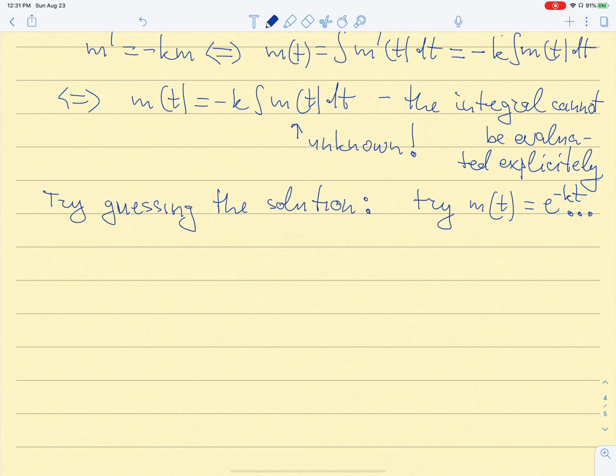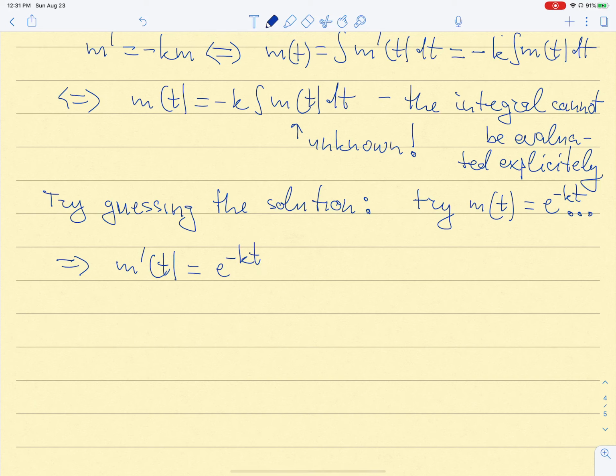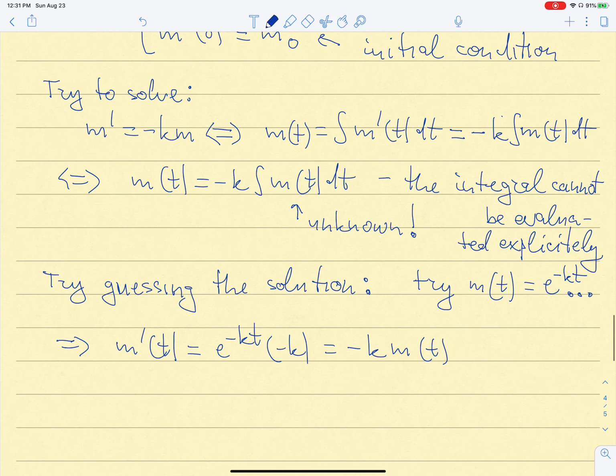We're going to check. So what is m prime of t? That's e to the minus kt times minus k, right? By using the chain rule, which is the same thing as minus k, but what is e to the minus kt? E to the minus kt is m of t. So this is minus k times m of t. So success, right? This m prime is equal to minus km means that our function indeed satisfies this equation.